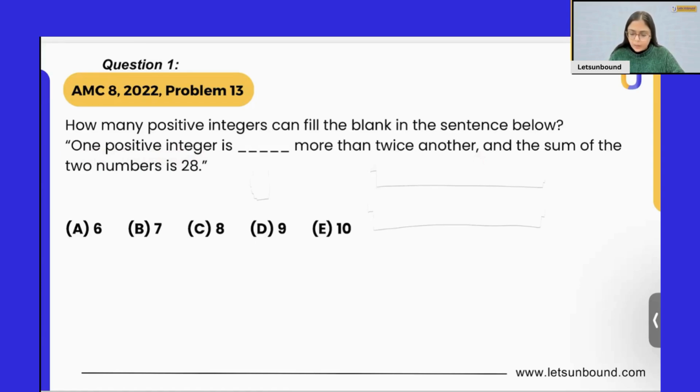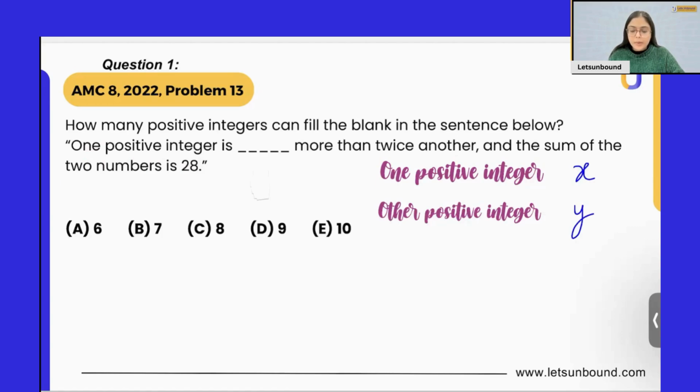So let's first take one positive integer and name it with some variable. Let's say x. And let's take another positive integer and name it with the variable y. Now, the blank which is given to us in the question, let's consider with another variable and call it t. Now let's read the sentence again, which says one positive integer, that means x, is t more than twice the other number, that is 2 times y.